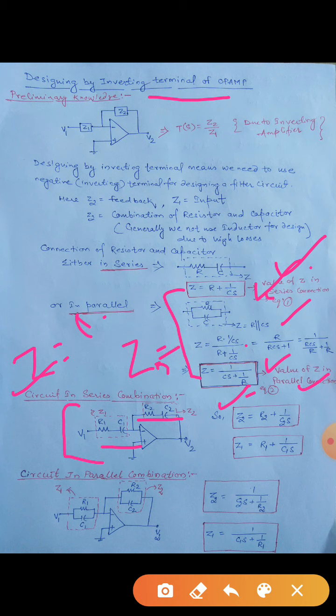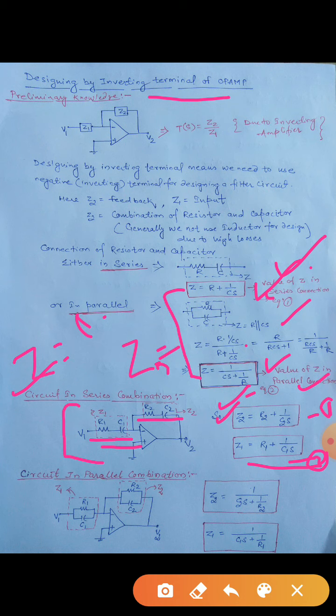from equation number 1. From equation number 1, we have already calculated in series combination what the value of Z would be. So Z is equal to R plus 1 by CS. With the same fundamental, we have calculated here the value of Z2 is R2 plus 1 by C2S. Similarly, for Z1, the value will be R1 plus 1 by C1S. So these are the final values of Z1 and Z2.